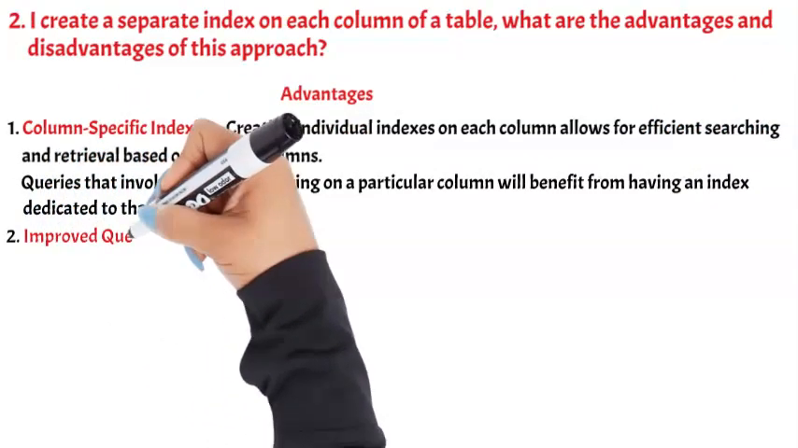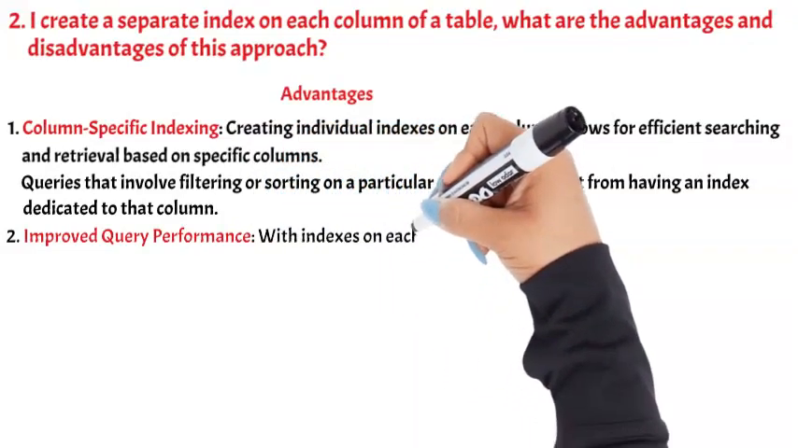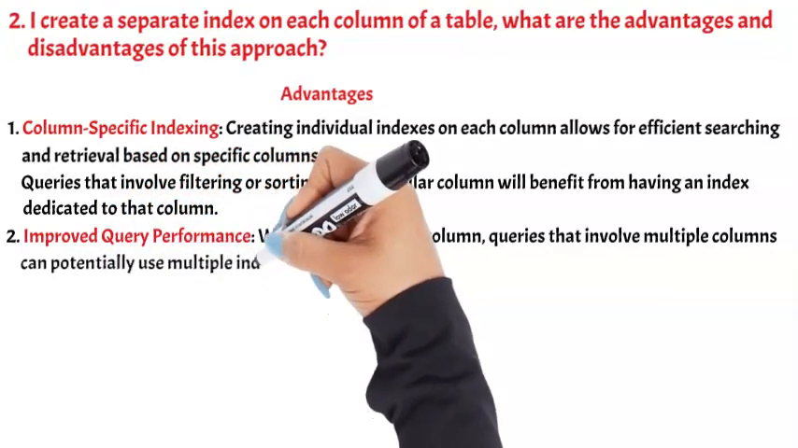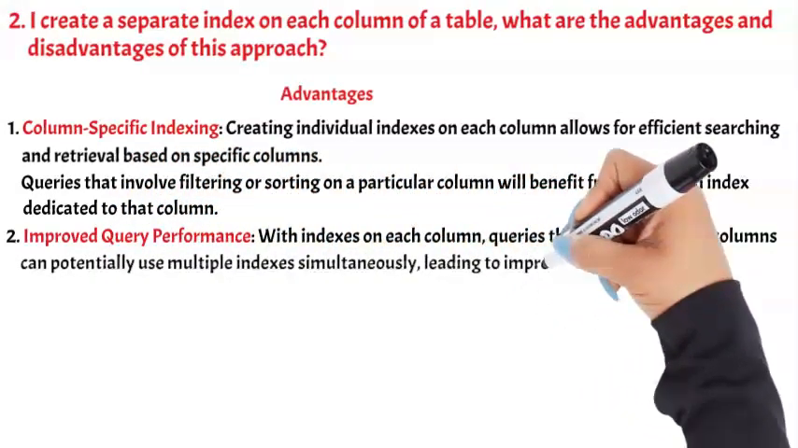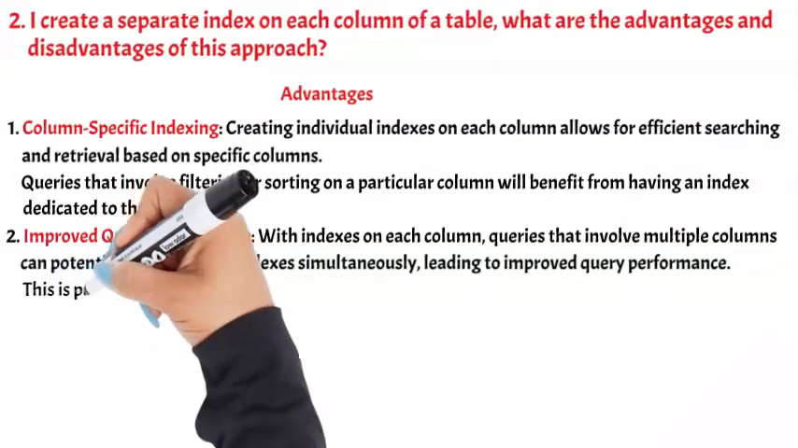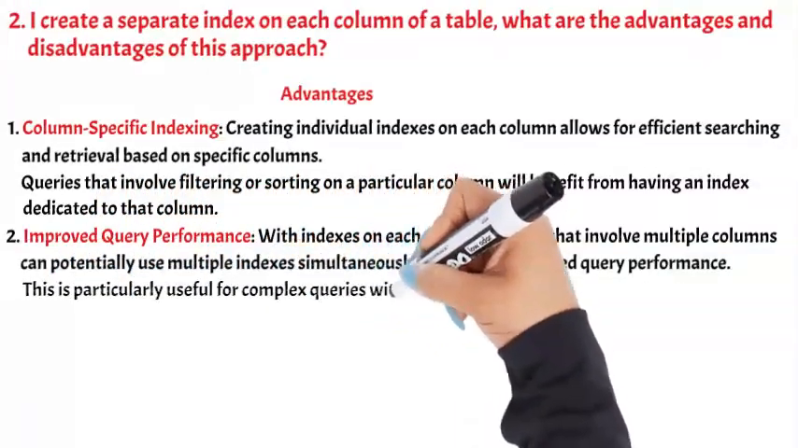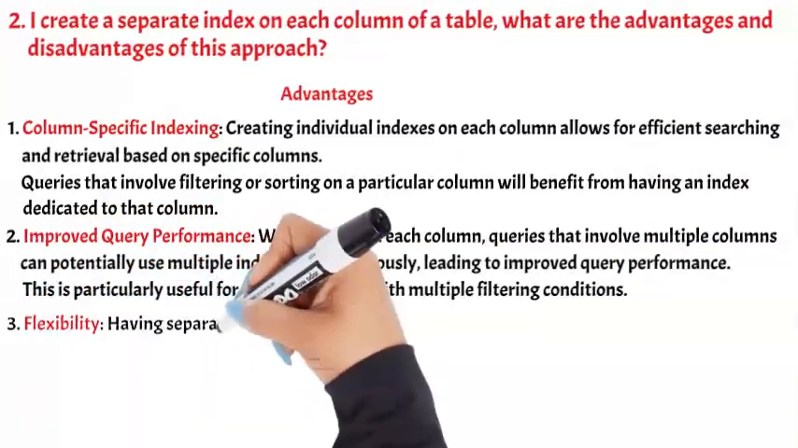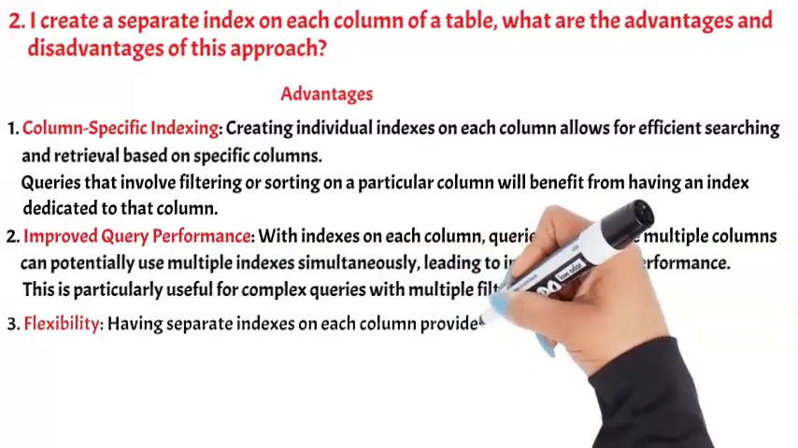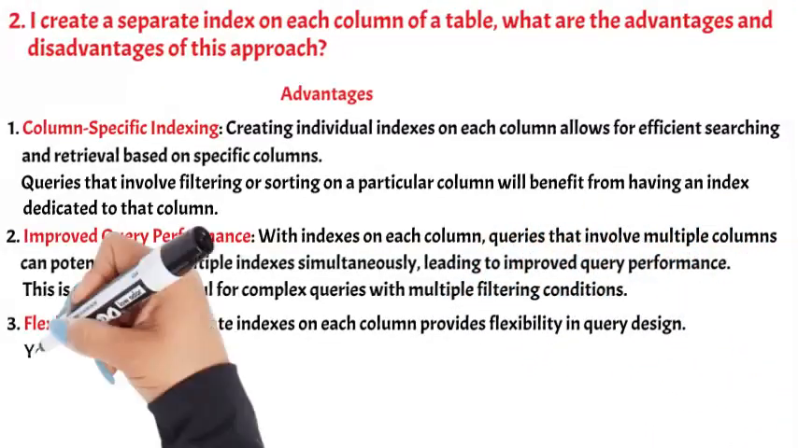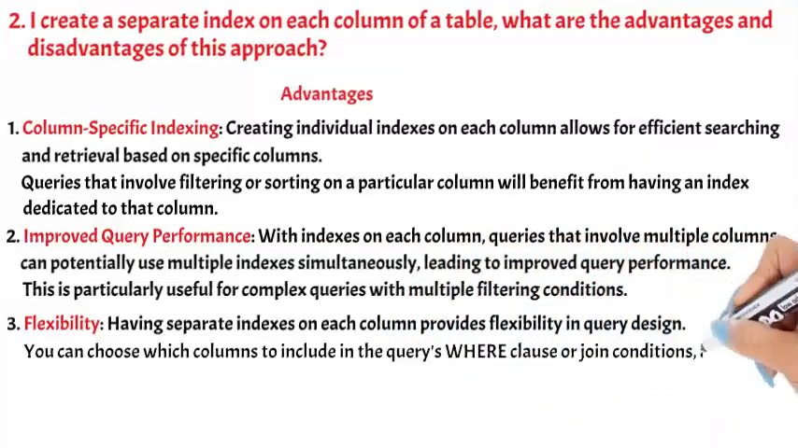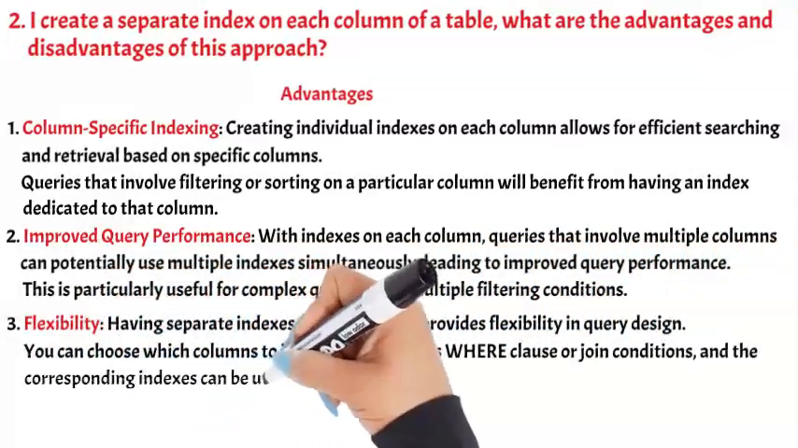2. Improved query performance. With indexes on each column, queries that involve multiple columns can potentially use multiple indexes simultaneously, leading to improved query performance. This is particularly useful for complex queries with multiple filtering conditions. 3. Flexibility. Having separate indexes on each column provides flexibility in query design. You can choose which columns to include in the query's where clause or join conditions, and the corresponding indexes can be utilized to optimize query execution.